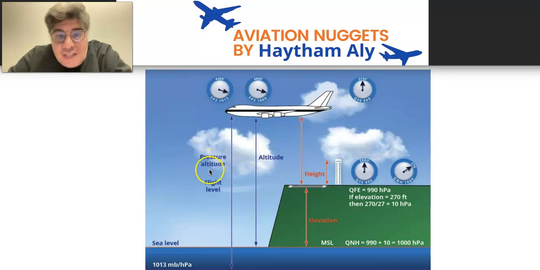Pressure altitude or flight level, altitude and height, are a vertical distance between a moving aircraft and mean sea level, or 1013, or field elevation. Height is between the aircraft and the field elevation. Altitude is between the aircraft and the mean sea level. Pressure altitude is between the aircraft and the 1013 hectopascal pressure setting.